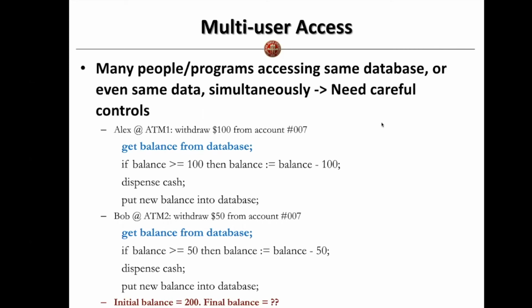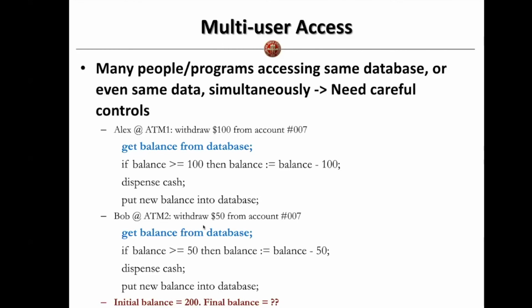Alex wants to withdraw $100 from account 007. To execute this transaction, the system needs to run several lines of code sequentially. First of all, the system needs to get the balance from the database system. If the balance is larger than $100, then we reduce this balance by $100, dispense the cash, and then put a new balance into the database system. This is the way the server will execute the transaction for the user.